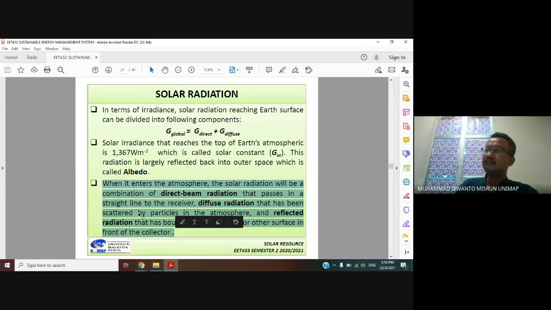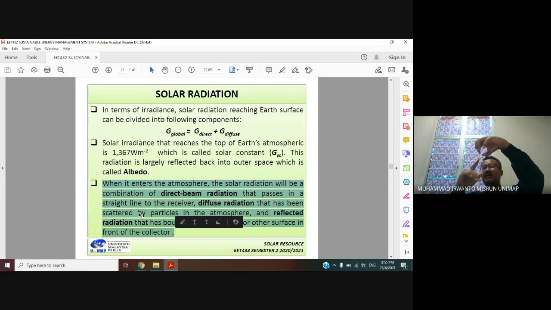I repeat again. This is the sun, and this is the space of the earth. The radiation spreads and goes through the terrestrial atmosphere until arriving at the surface of the earth.